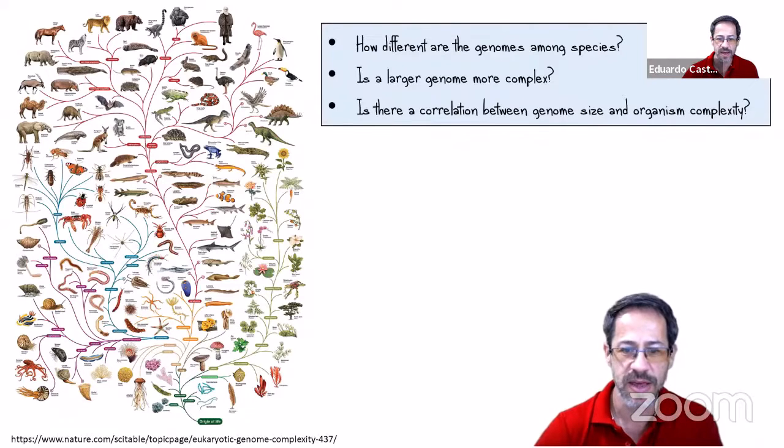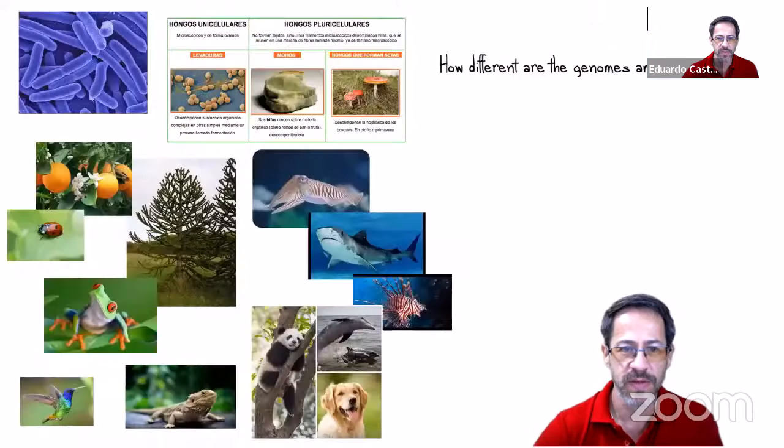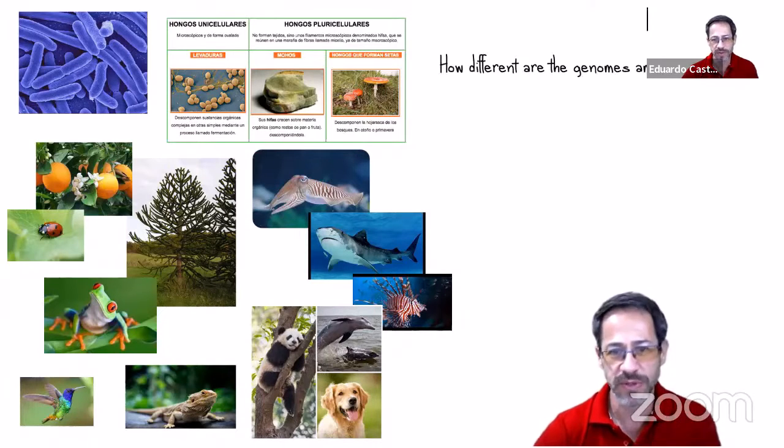exist today. In this picture, we have a diversity of organisms going from bacteria to mammals. And then we were asking whether the genomes of those animals and plants or organisms are similar or not. How different are they? We have, for example, bacteria that are unicellular organisms and fungi that can be unicellular as well or multicellular. So how different the genomes are.